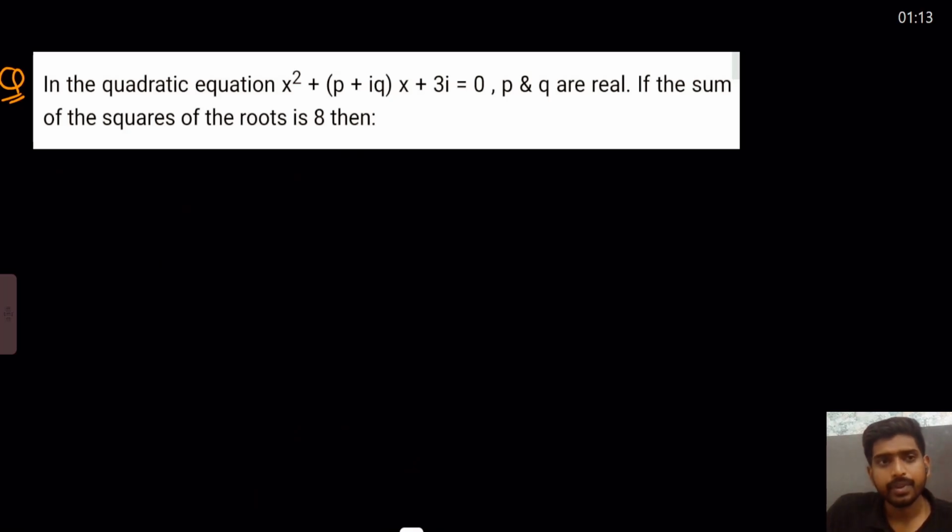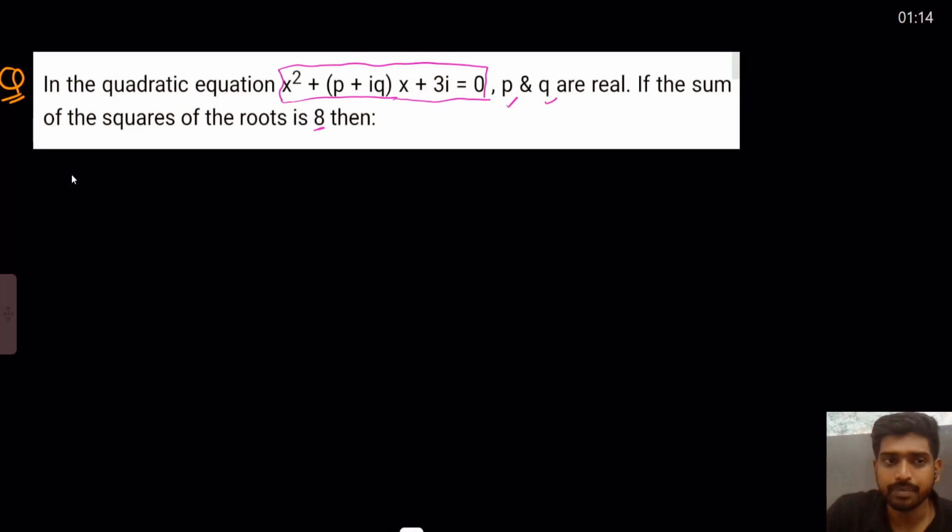Now this question, read this question carefully. In a quadratic equation, x square plus (p plus iota q) into x plus 3 iota is equal to 0. They have given this quadratic equation. And now they said that p is real, q is real. The sum of the squares of the roots of this quadratic equation is 8.